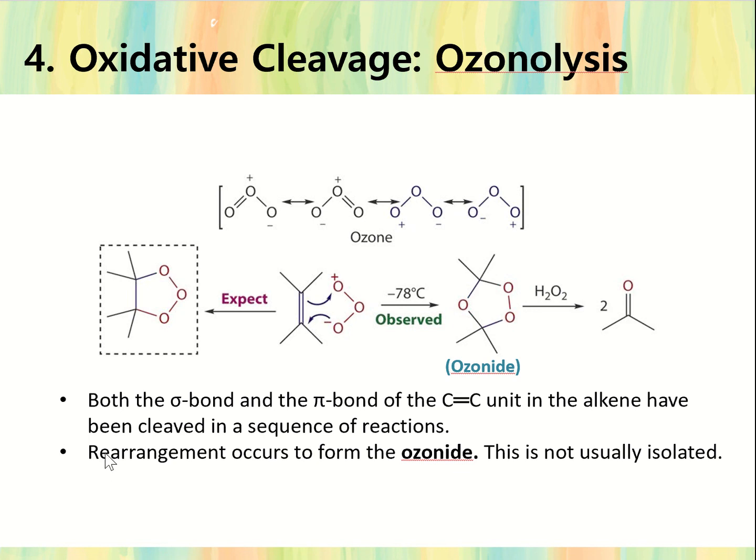So we see here that rearrangement occurs to form the ozonoid, and this is not usually isolated. So it's postulated, but it hasn't been isolated. So just to mention the reagents here, nonetheless, the ozone is used in the first step to reach the ozonoid, and then you have hydrogen peroxide being used in the second step to effect the products.